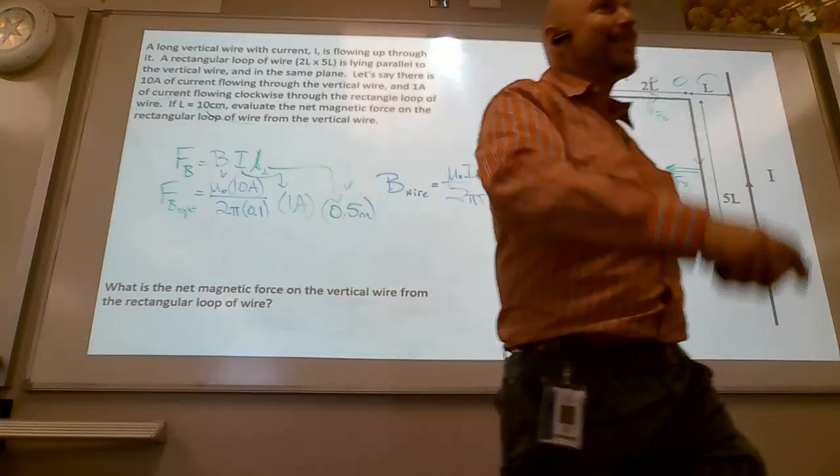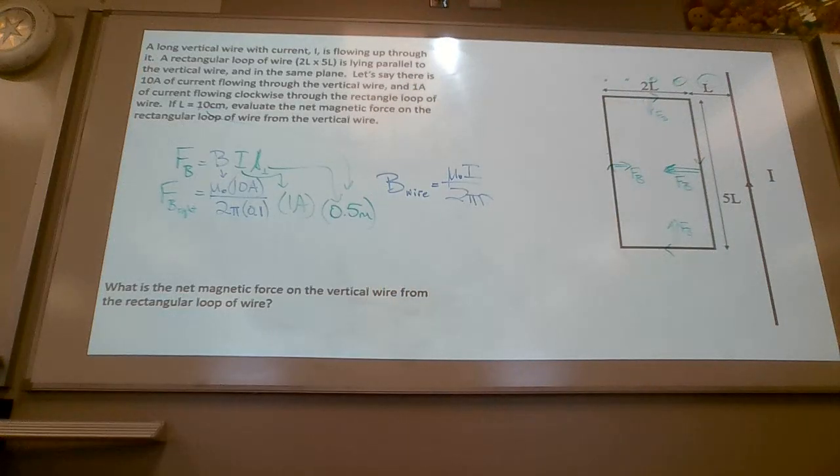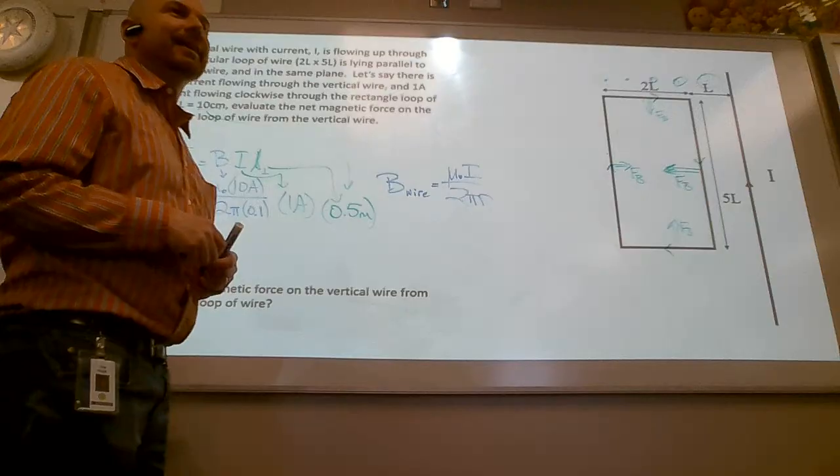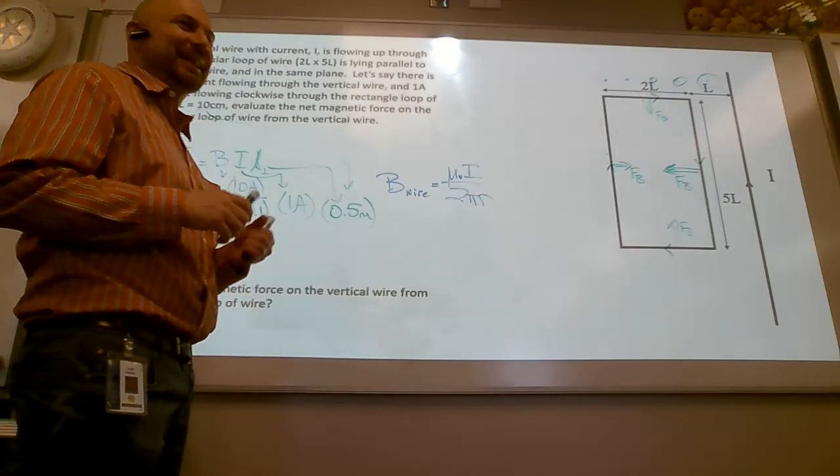But what happens if they ask, what's the force just on the top wire? Oh, shoot. The magnetic field isn't constant anymore. Does the wire have thickness? We're going to say infinitesimally thin, not thick.